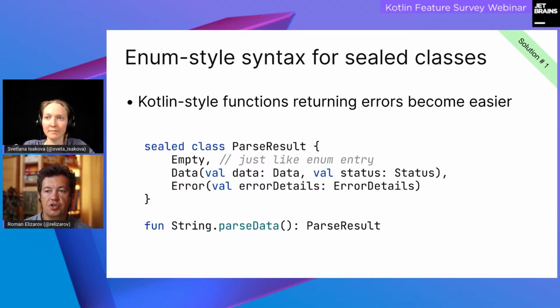And the first solution is to solve just that. We can take the syntax of a sealed class and make it more enum-like. So instead of verbose declarations, you can just write the cases and their parameters, and that's it. That doesn't address the catching problem, but again, if that's not the problem you're facing, that might be the solution you would like to get. That's the first option.